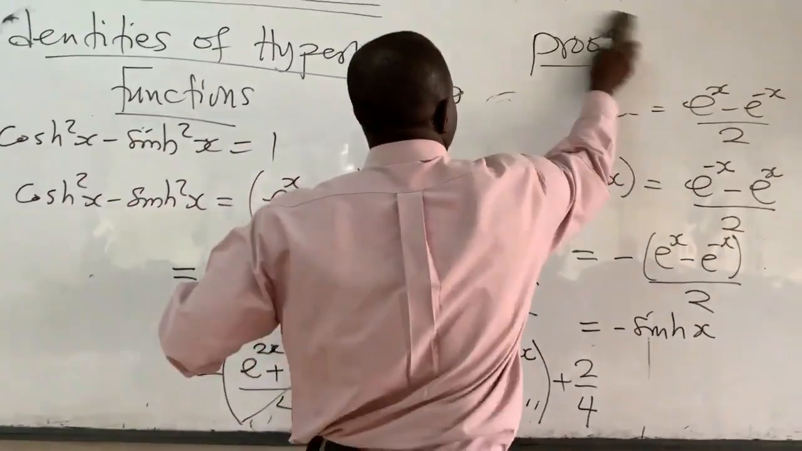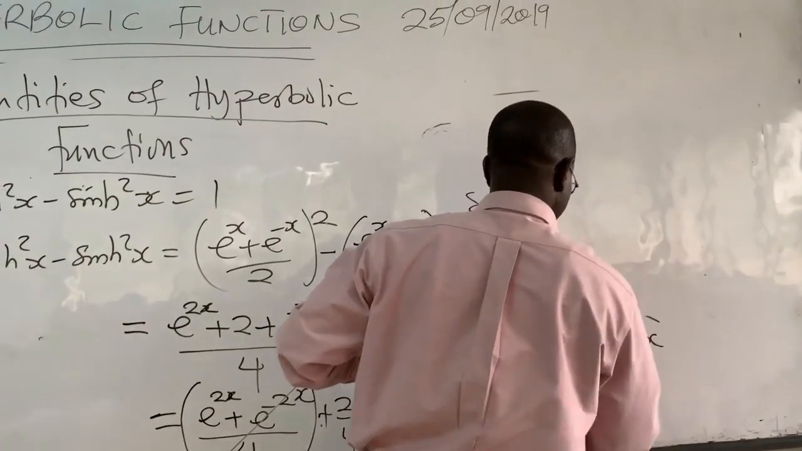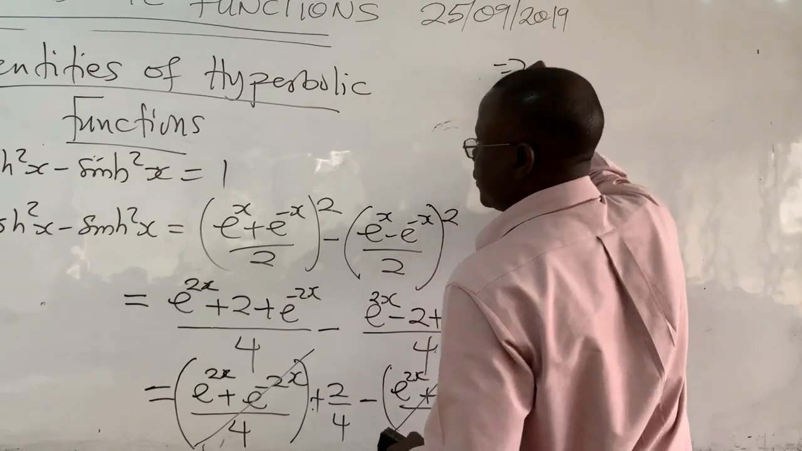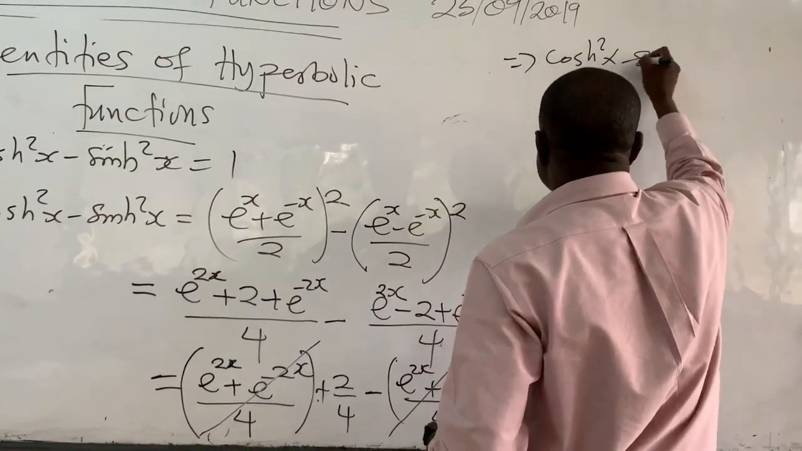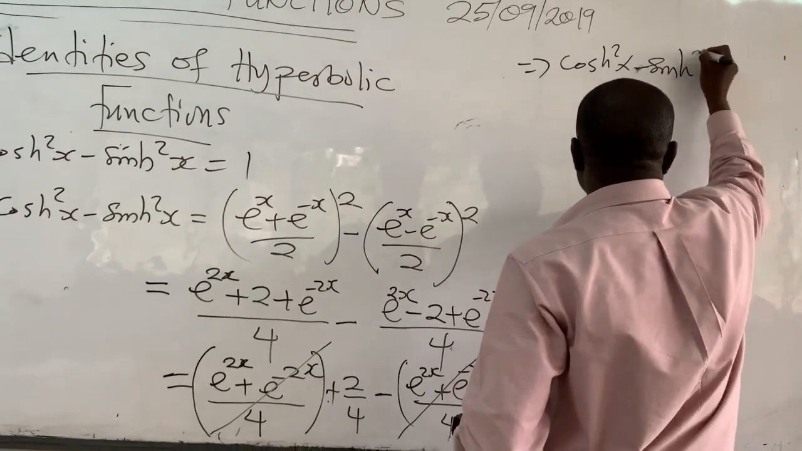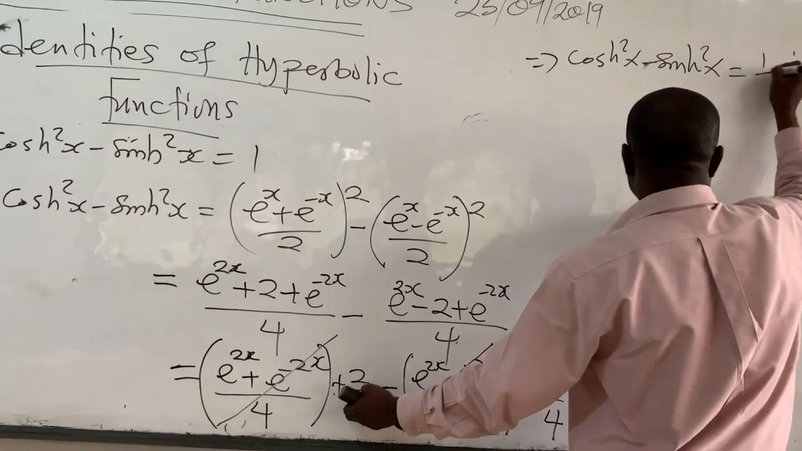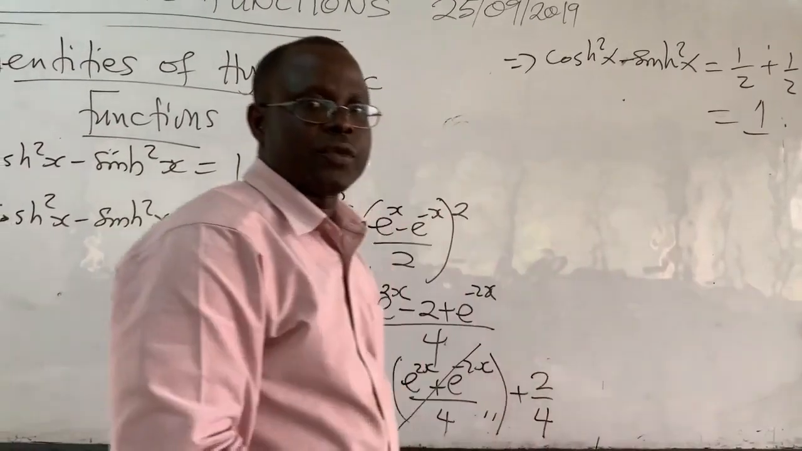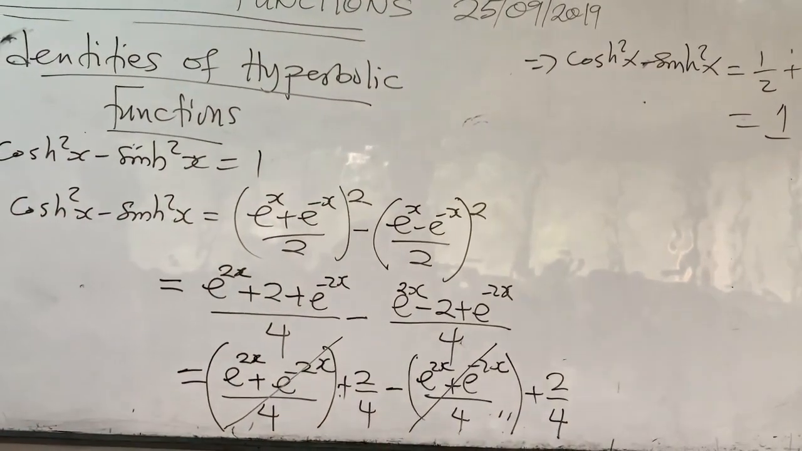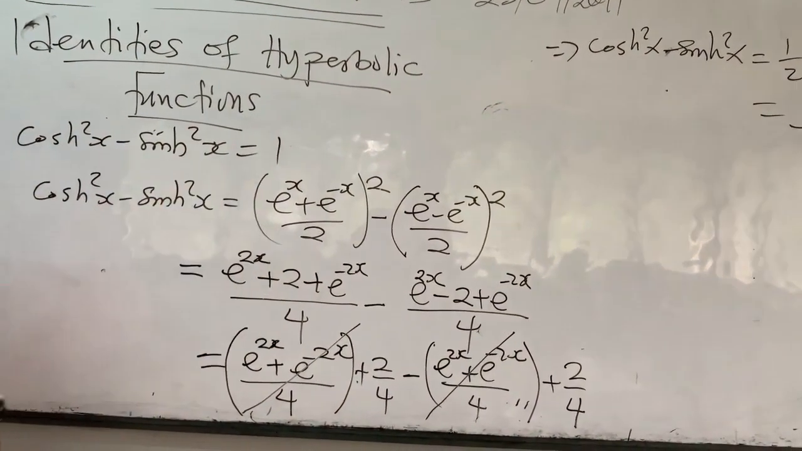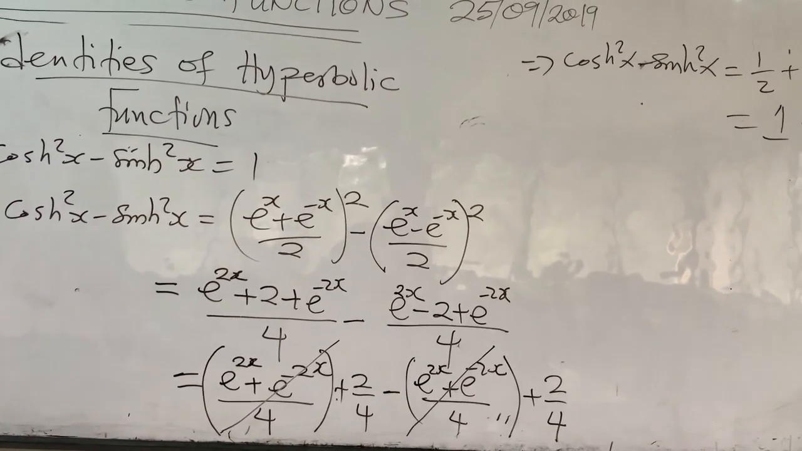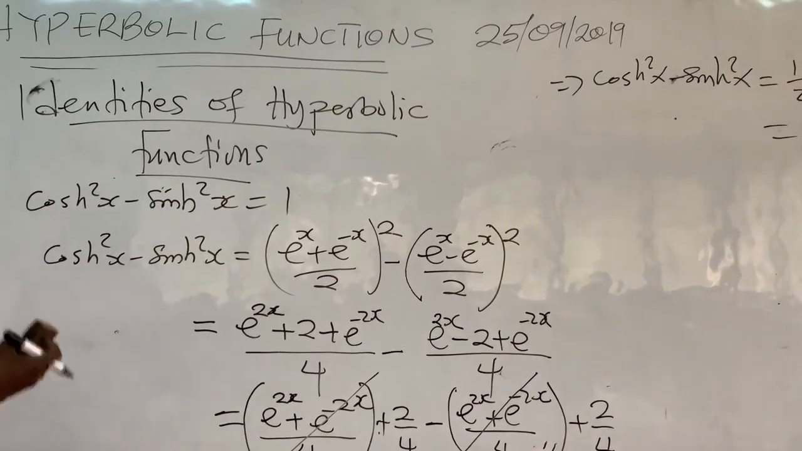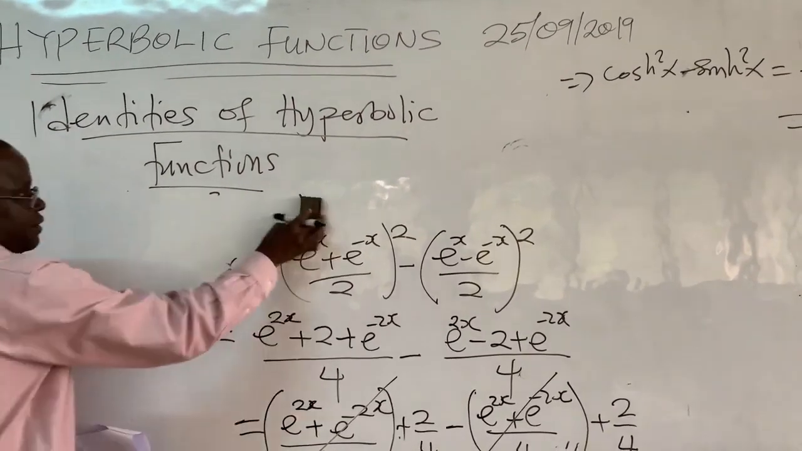So what we have is that cosh squared x minus sinh squared x is equal to 1/2 plus 1/2, and that is equal to 1. So we have proved the relationship. Okay? So that is often how you prove these hyperbolic relationships. You can do one that is a bit different from this, and then we'll move on to the next section.